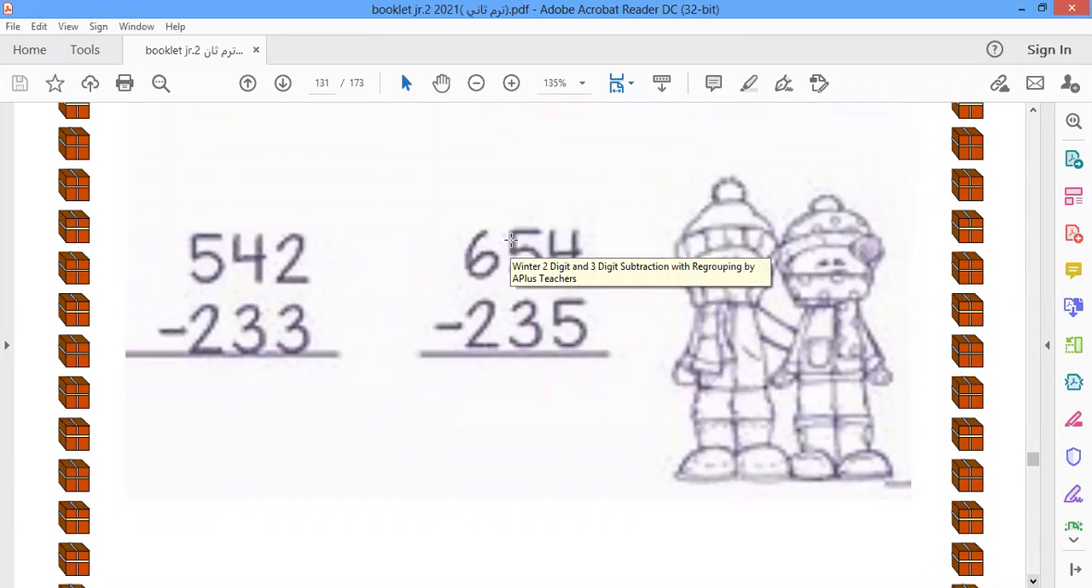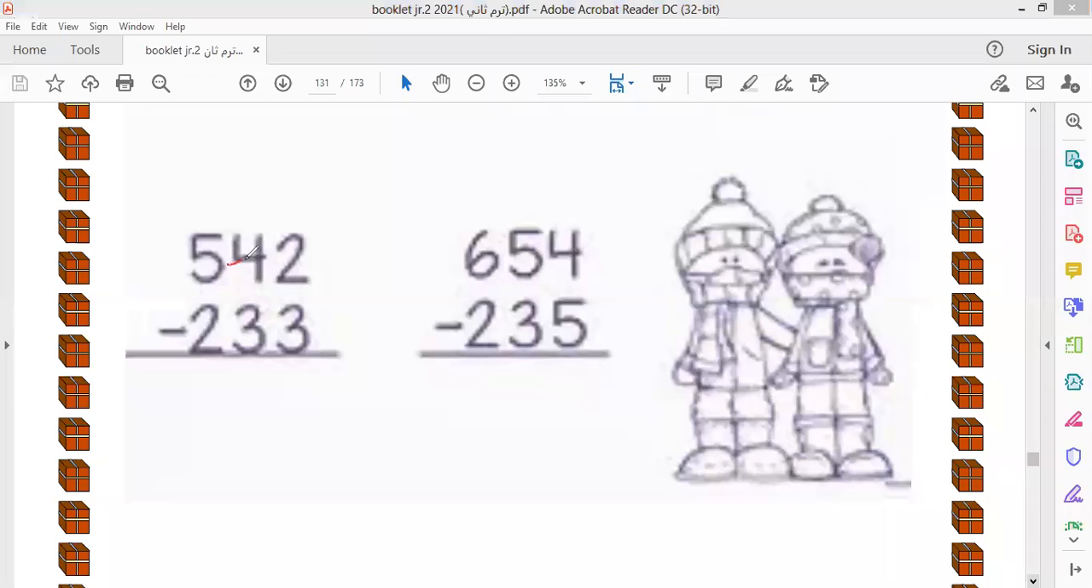542 minus 233. 2 minus 3 doesn't work. So we go to the next place, which is the tens place. 4 becomes 3. 2 becomes 12. And 12 minus 3 equals 9. And 3 minus 3 equals 0. And 5 minus 2 equals 3.